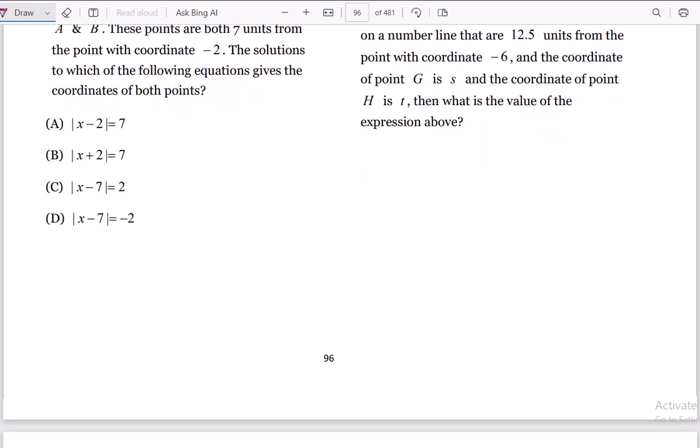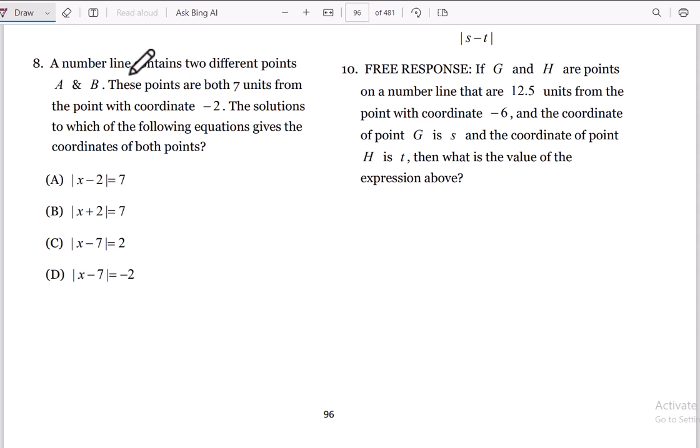Question number 8 is a little bit complex, but you can still fix it. It says a number line contains two different points, A and B. The points are both 7 units from the point with coordinates minus 2. So let's draw.